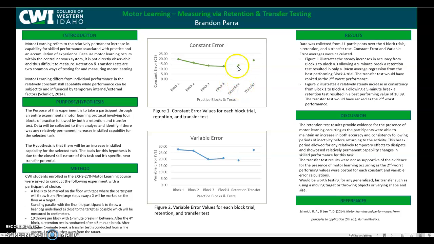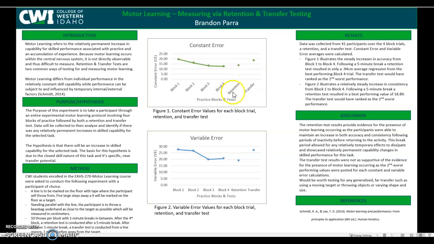Taking a 5-minute break and coming back to the retention test, we saw an average performance that was very close to blocks 3 and 4, which were the best performing practice trials. This is indicative of motor learning occurring because the 5-minute break allowed for any temporary effects to dissipate and shows that they were able to integrate the task demands for this skill.